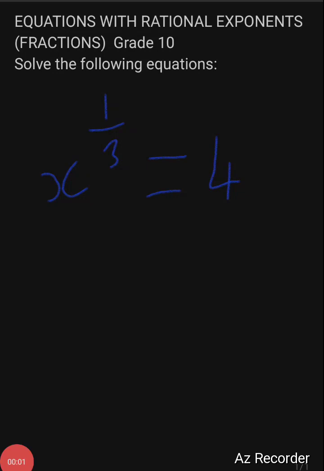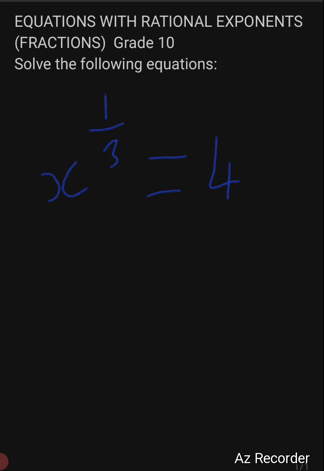In this video, we will look at equations with rational exponents that contain fractions. Grade 10. Solve the following equations. Let's start with the first equation. We are given x to the power of 1 over 3, which is equal to 4.